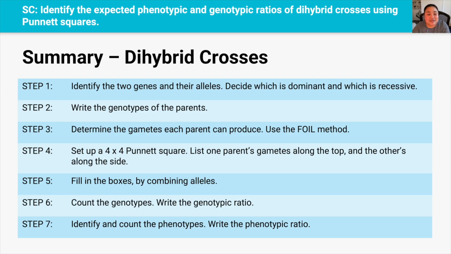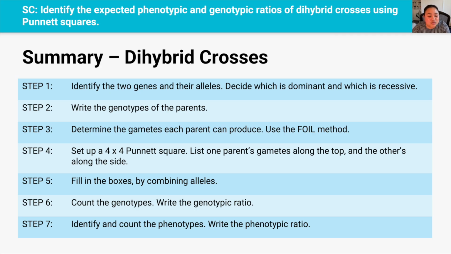So in summary, there are 7 steps to completing your dihybrid cross. Step 1, identify the 2 genes and their alleles, which alleles are dominant, which alleles are recessive, and all of this information is given to you in the question. Step 2 is to write out the genotypes of the parents. Step 3 is to figure out the gametes each parent can produce using the FOIL method. F for first, O for outer, I for inner, and L for last.